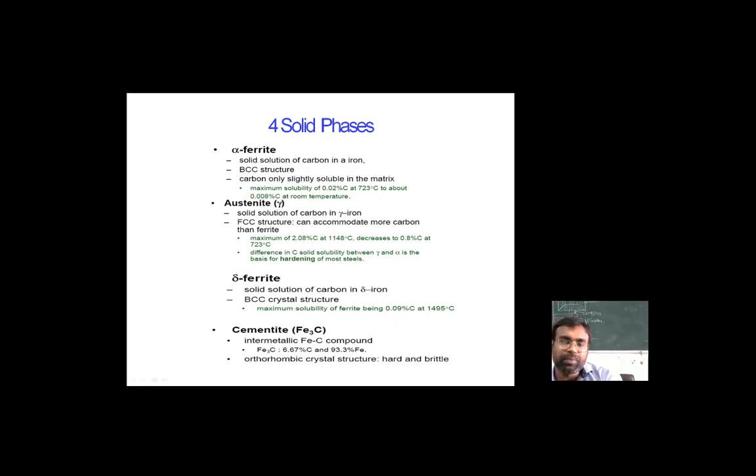The next one is the delta ferrite, which is most of the time not in consideration regarding this iron carbon diagram, because it is happening at a very high temperature with a very low carbon percentage. So that is another one, the delta ferrite, and that is the delta iron as well. This contains 0.09 weight percentage of carbon at a very high temperature, approximately 1495 degrees, that is the maximum solubility, and it again converts into the BCC structure.